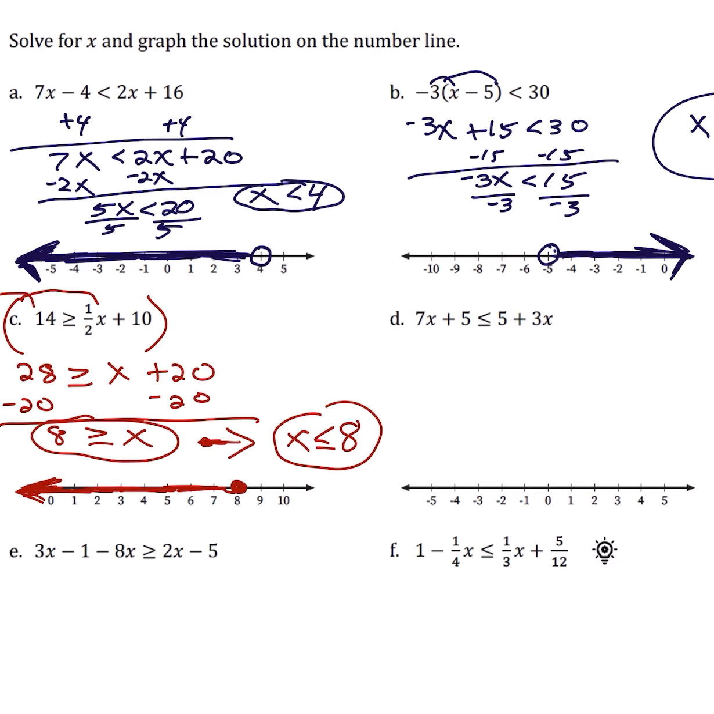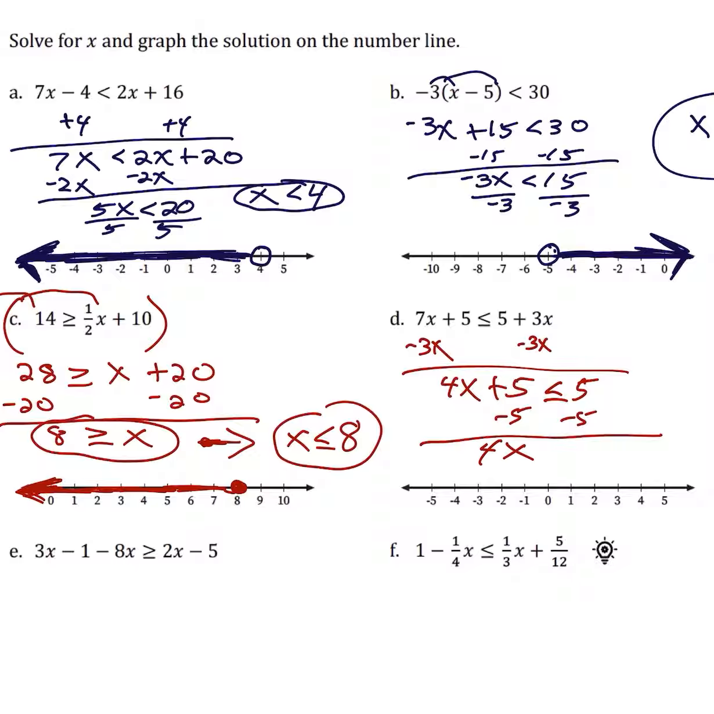All right, now we have variables on both sides, so I'm going to start by subtracting 3x from both sides, giving us 4x plus 5 is less than or equal to 5. I'm going to subtract 5 from both sides. No problem there. Little tricky though, because now I have 4x is less than or equal to 0.